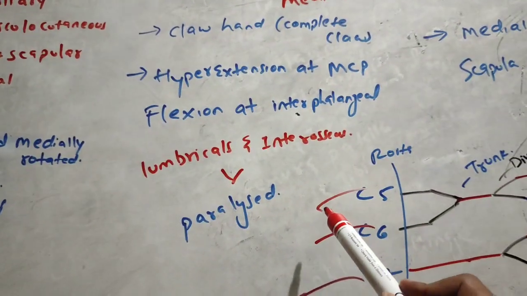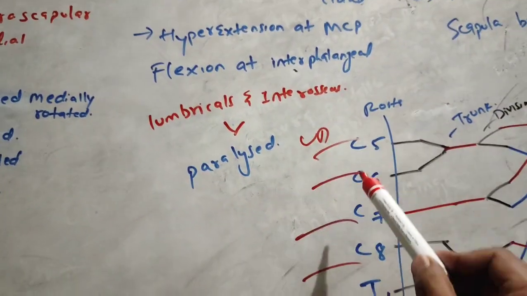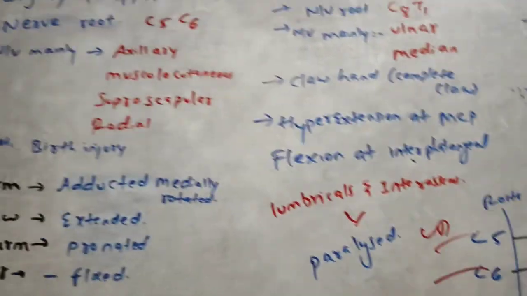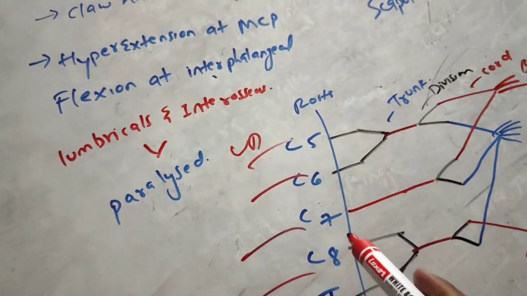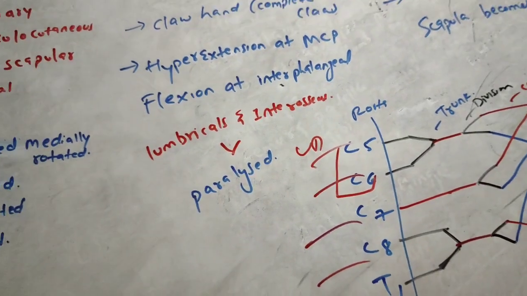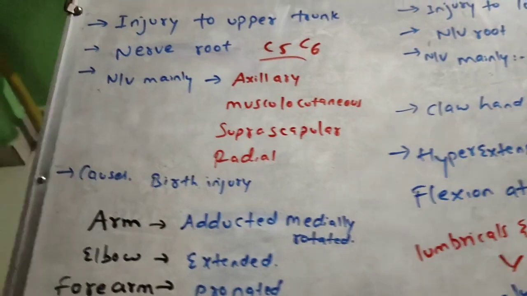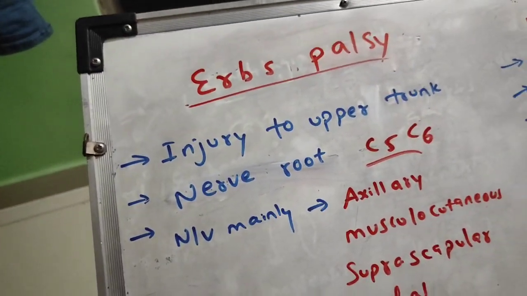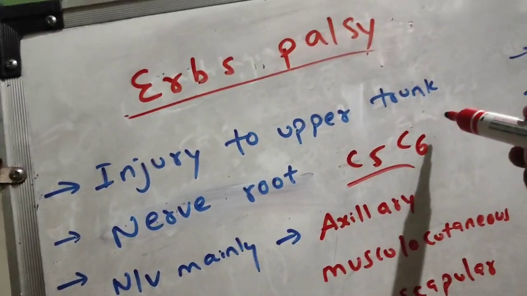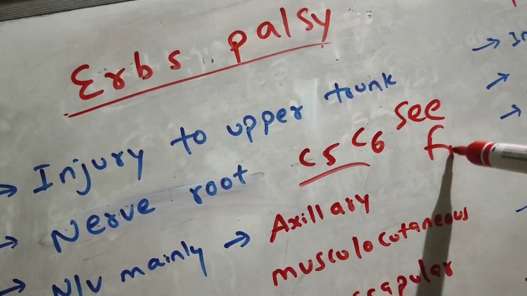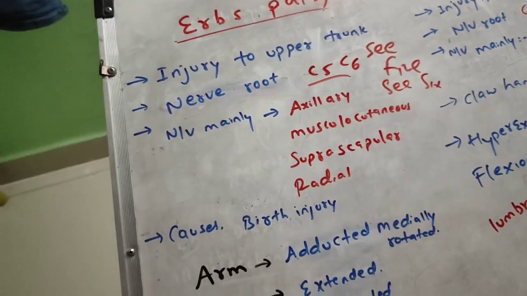Erb's palsy is due to injury of this upper trunk; this is the upper one, this is the middle, and this is the lower. What is the nerve root? It is C5, C6. C5, C6, it's very easy. Please remember this.